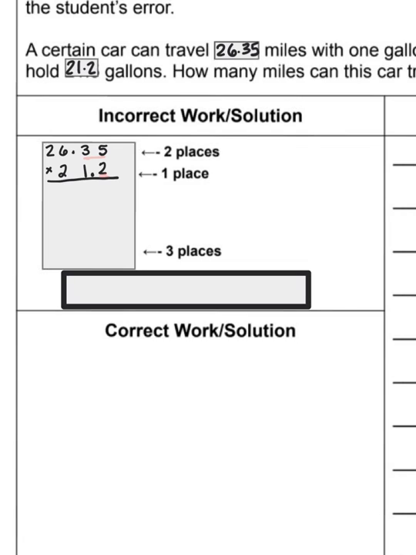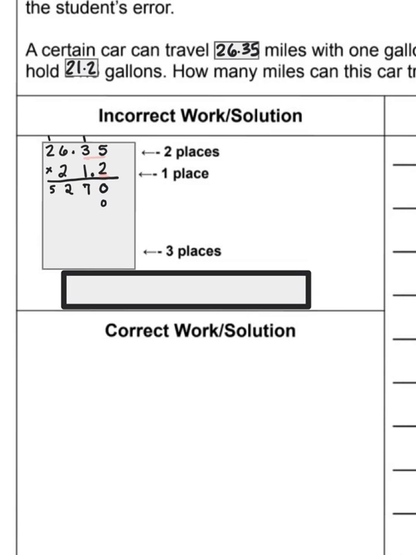Okay, now I'm going to start multiplying. Keep your eyes peeled and see if you can find my mistake. 5 times 2 is 10. Put down the 0 and carry the 1. 2 times 3 is 6, plus 1 more is 7. 2 times 6 is 12. Put down the 2, carry the 1. 2 times 2 is 4, plus 1 more is 5.